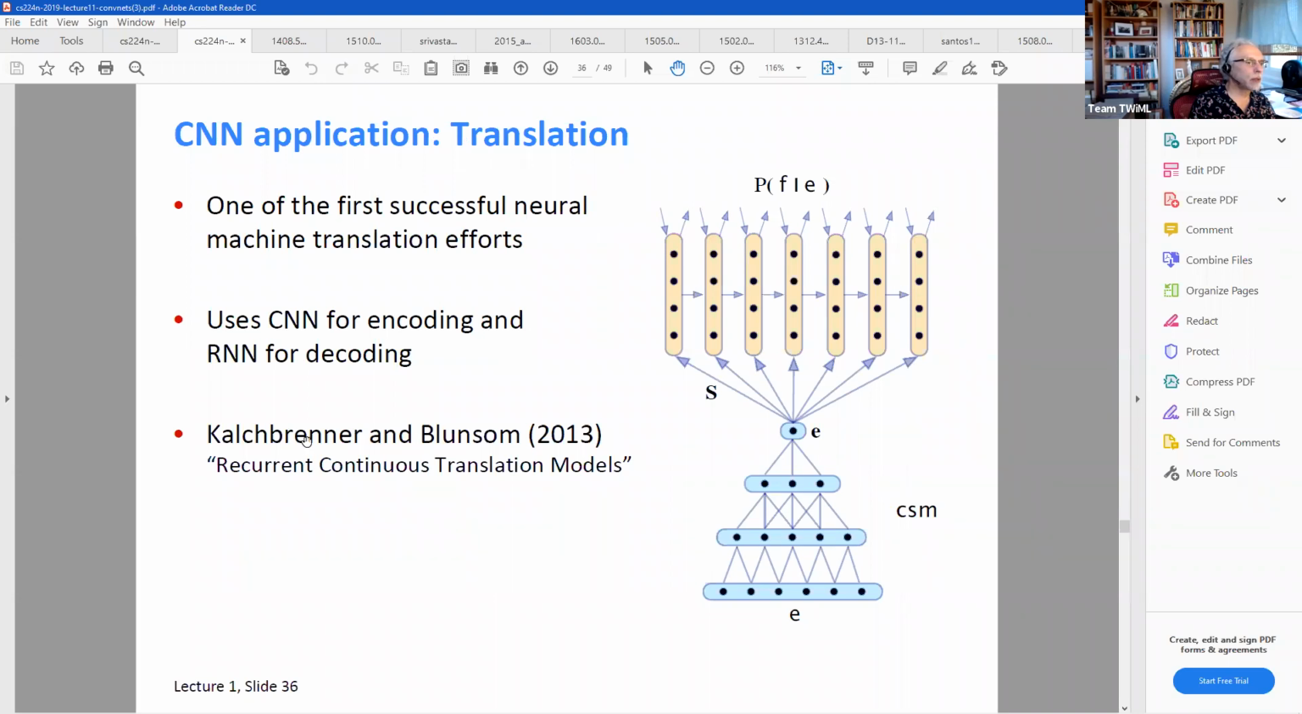So this is the Kalchbrenner and Blunsom paper that I just looked at. We'll go back to it. The first successful neural machine translation efforts use a CNN for the encoding part. So I guess this is the encoder using a CNN, and then an RNN for the decoder. And we've looked at RNNs before, so this is sort of familiar to you. This is the hidden layer of the RNN getting passed from one to the next. Each one of these units is for one of the words in a sentence.